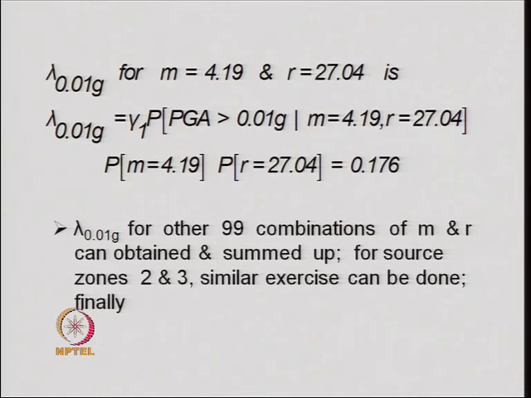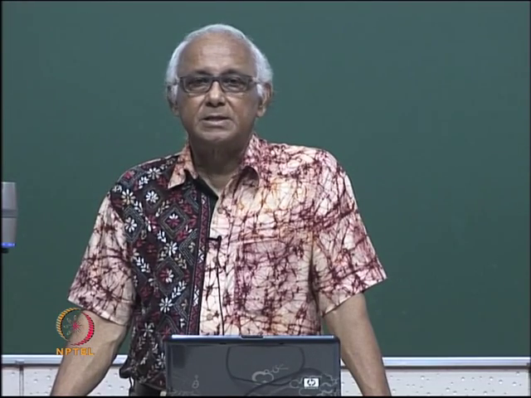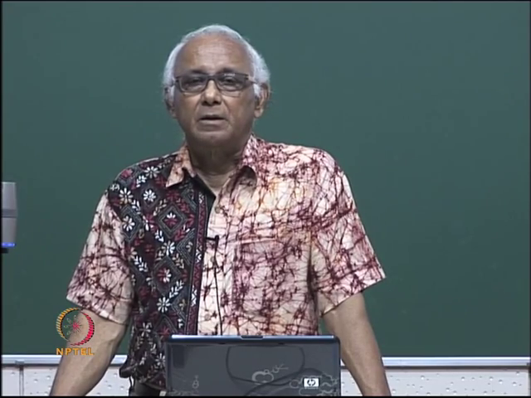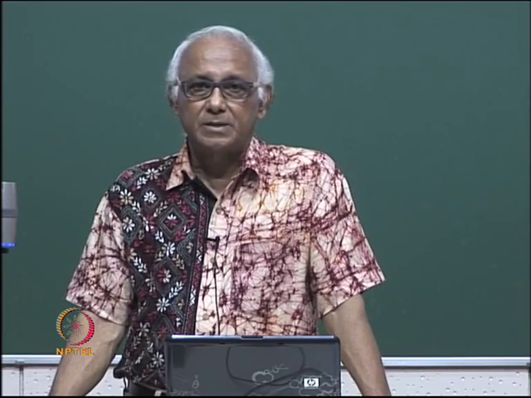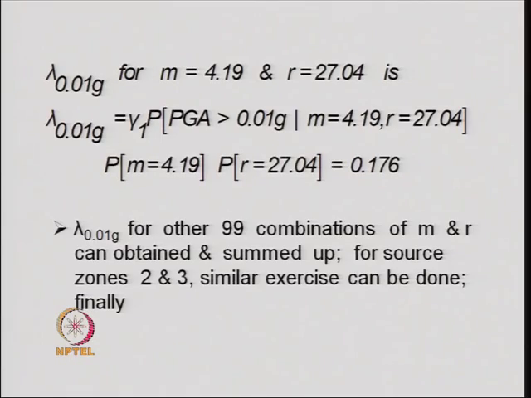Now, since we have made 10 intervals for the magnitudes and 10 intervals for the epicentral distance, these intervals were obtained by deducting the minimum value from the maximum value and dividing it by 10. We have 10 intervals of magnitude of earthquake and 10 intervals of epicentral distance, so we have a total of 100 such combinations. Out of that, we have just taken only one. So lambda 0.01 g for the other 99 combinations of M and R can be obtained for source 1, and they can be summed up.